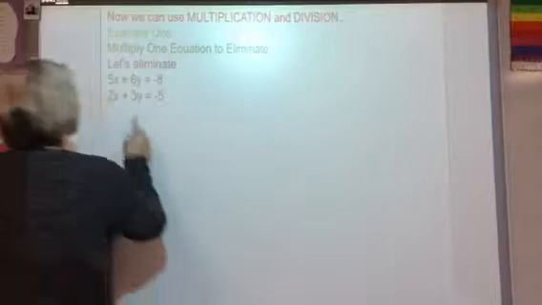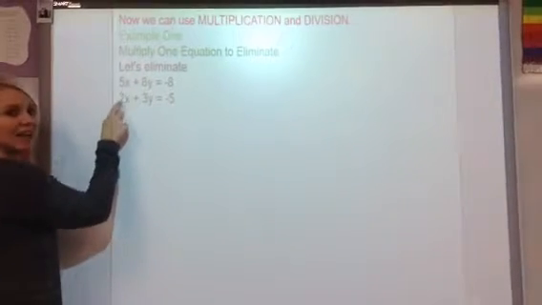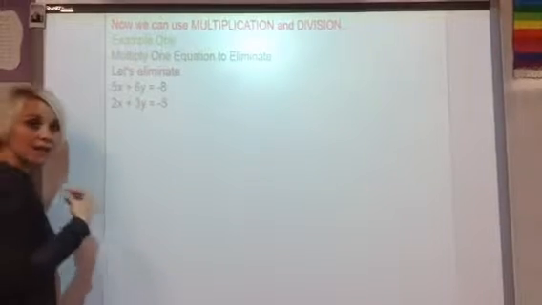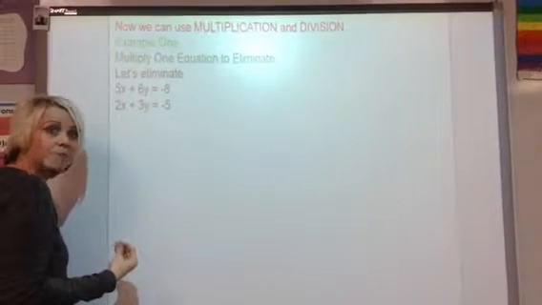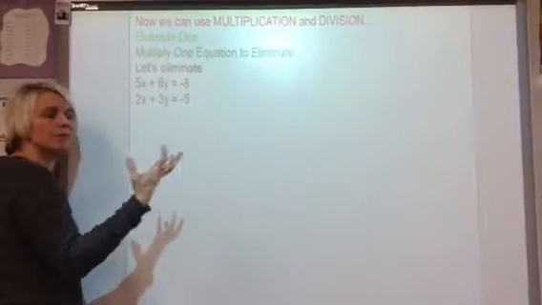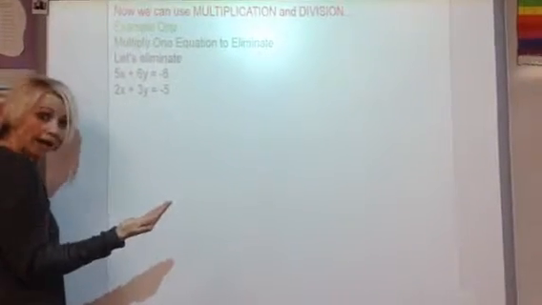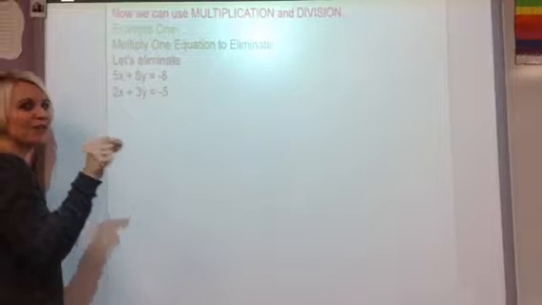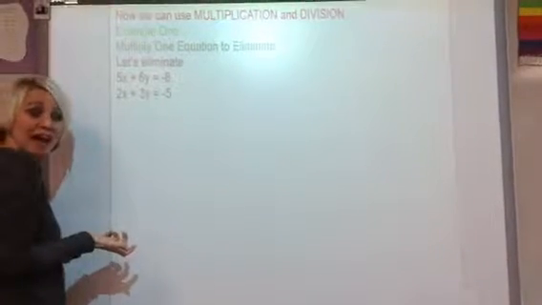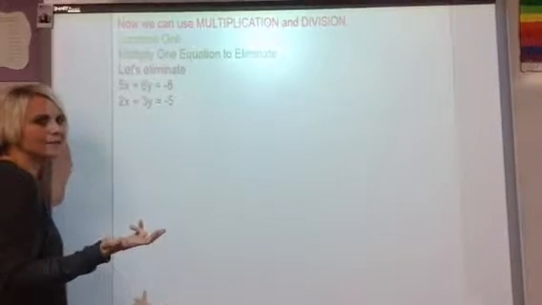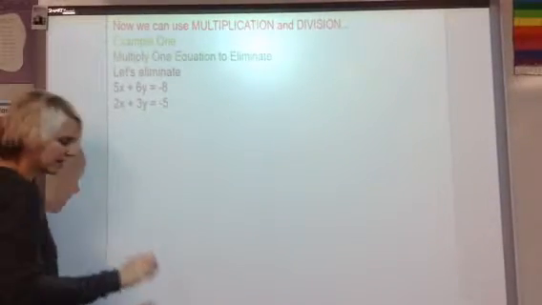In example 1, you can see that we do not have any like x's, we don't have any like y's. So that tells us we're going to have to multiply. And think of it like making a common denominator. We need to make a common x or a common y, and I want to make sure that one of them is opposite the other, so I can just add. Because elimination by addition is probably one of the easiest ones to use. You don't have to change signs or anything like that.